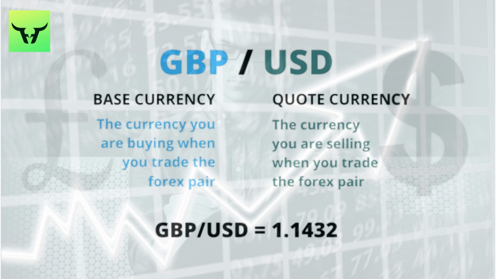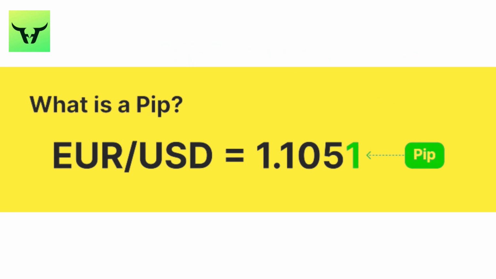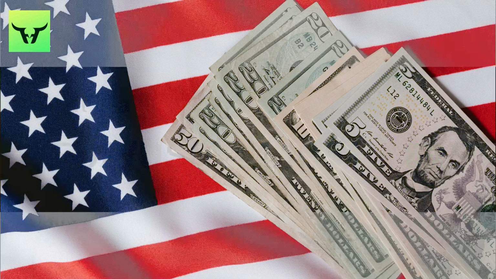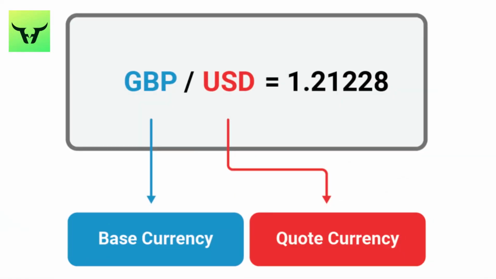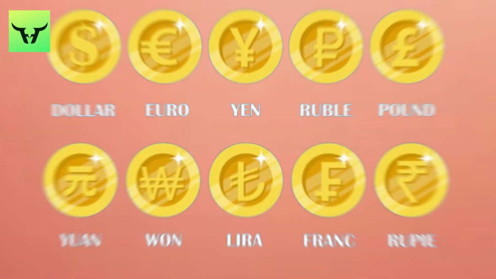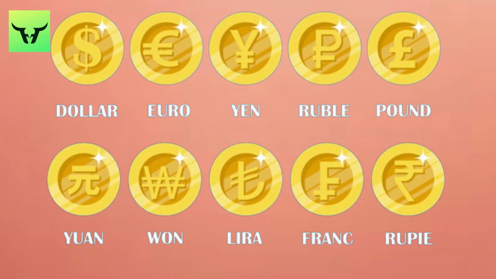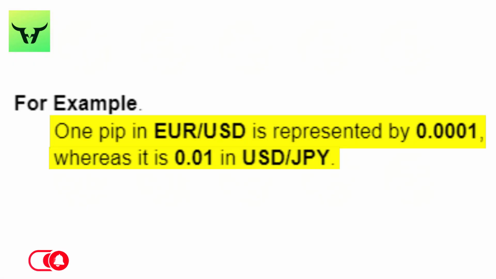A pip is the measurement unit for representing the difference in value between two currencies. Here's an easy example. If the EUR-USD currency pair changes from 1.1250 to 1.1251, that gain in USD value is equivalent to 1 pip. A pip is typically the last decimal place in a pricing quote. Most currency pairs have 4 decimal places, with a small number of Japanese yen pairs having only 2 decimal places. For example, 1 pip in EUR-USD is represented by 0.0001, whereas it is 0.01 in USD-JPY.